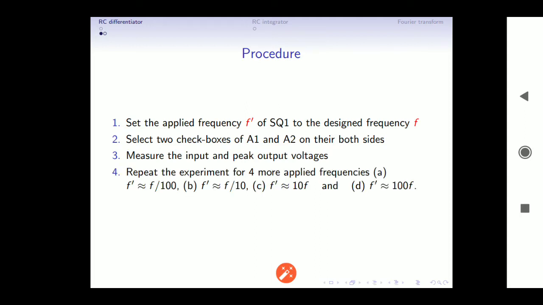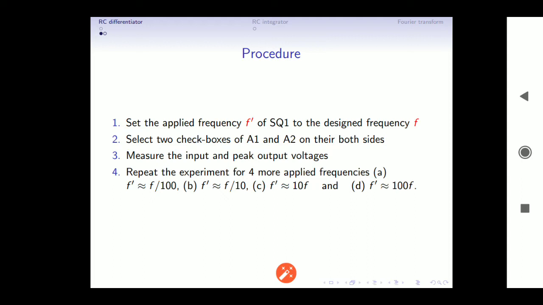Repeat this experiment for 4 more applied frequencies. As a thumb rule, the first applied frequency F prime is 1/100th of the design frequency F. The second one is 1/10th of the design frequency, the third one is 10 times the design frequency, and the fourth one is 100 times the design frequency. Totally, one has to perform 5 different values, and observe how the circuit behaves for these 5 different applied frequencies.